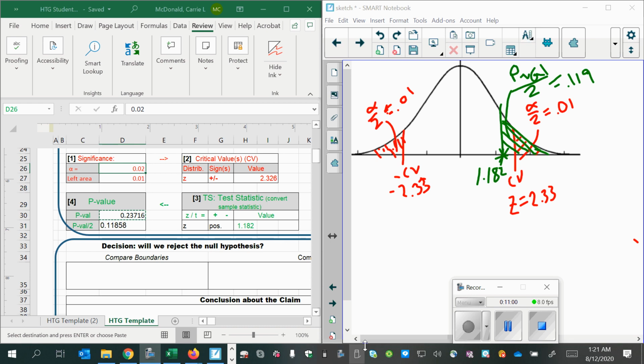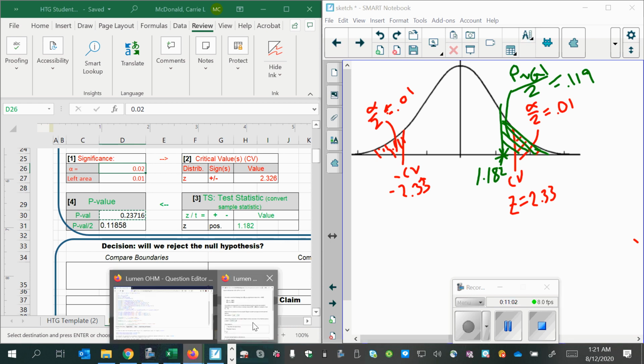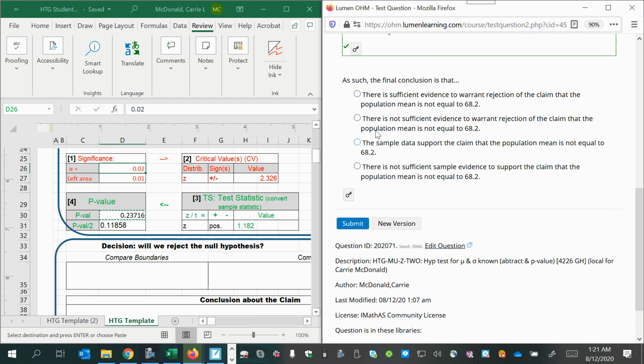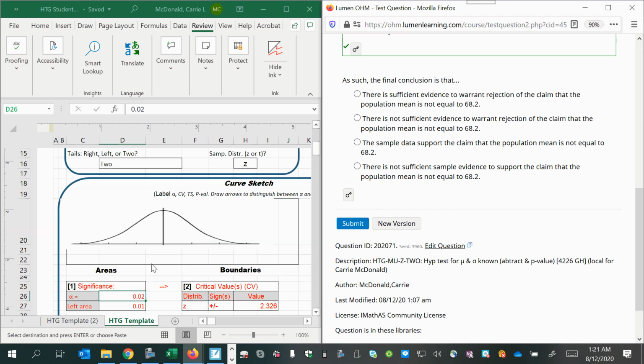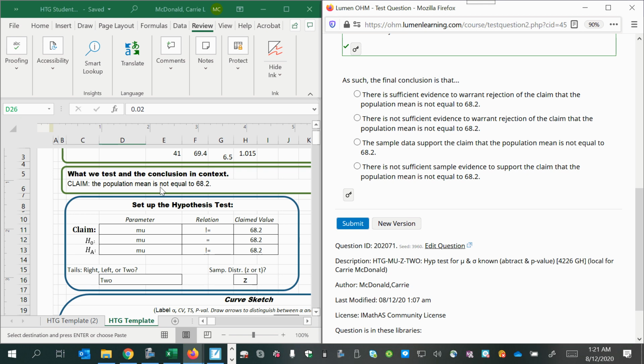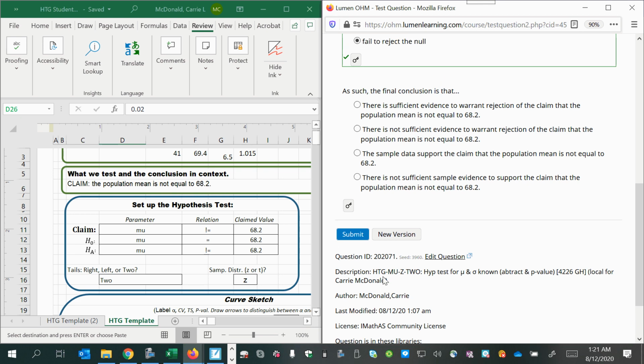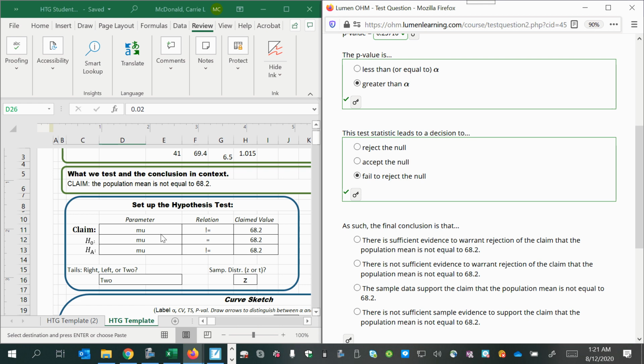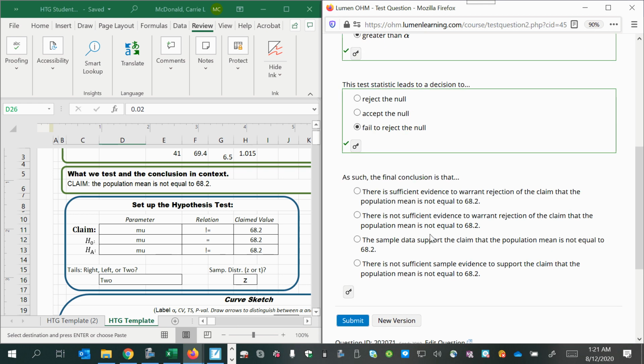So I think we're just about finished with this, right? We just have to draw a conclusion about the original claim. The original claim was that the population mean was not equal to 68.2. We failed to reject the null hypothesis, so therefore we don't have enough evidence to support the alternative which contains the claim. So we will say there is not sufficient evidence to support the claim.